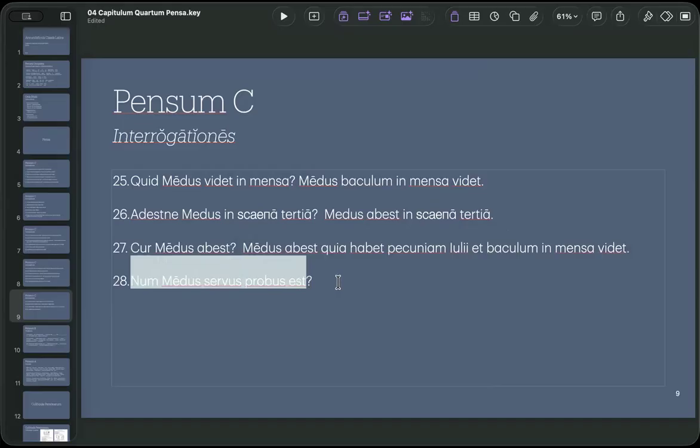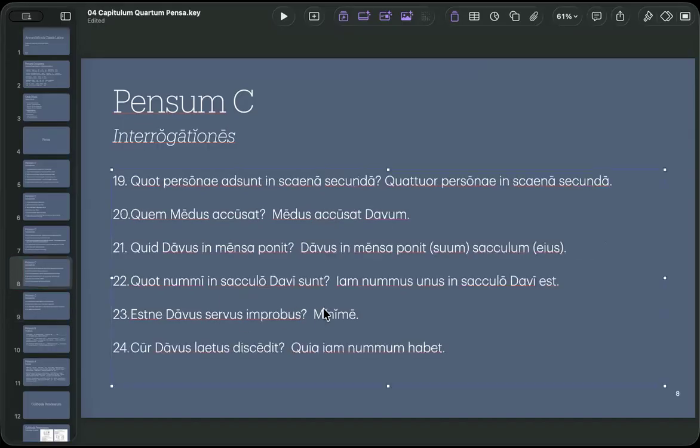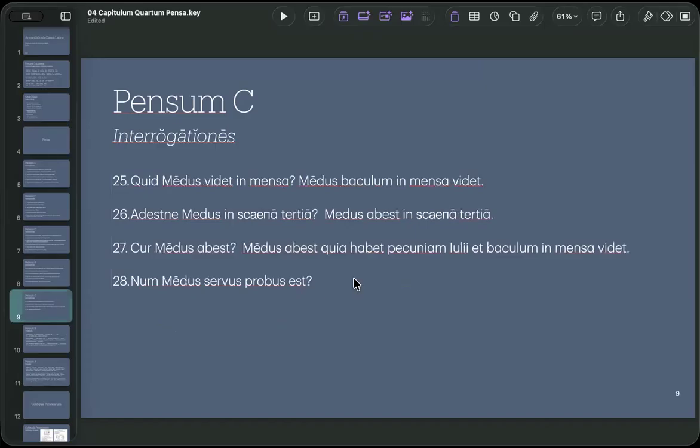Num medus servus probus est. Probus, sorry. Short. Medus servus probus est. I didn't quite catch that. Sometimes the sound cuts out on Zoom. Num medus servus probus est. Remember that neat word I gave you at the beginning? Minime.